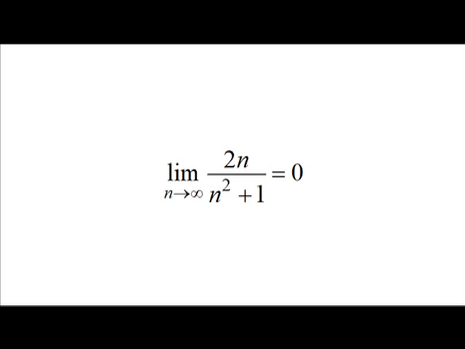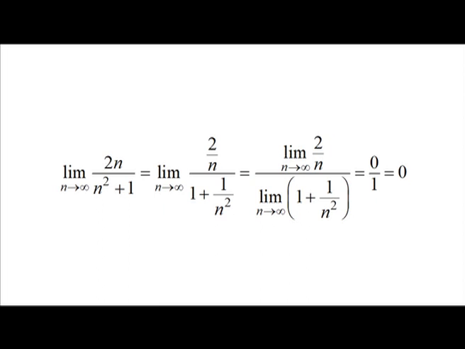We show that the limit of 2n/(n² + 1) as n approaches infinity is 0. We have the limit of 2n/(n² + 1) as n approaches infinity equal to the limit of (2/n)/(1 + 1/n²), which is equal to the limit of 2/n over the limit of (1 + 1/n²) as n approaches infinity, which is equal to 0/1, which is equal to 0.